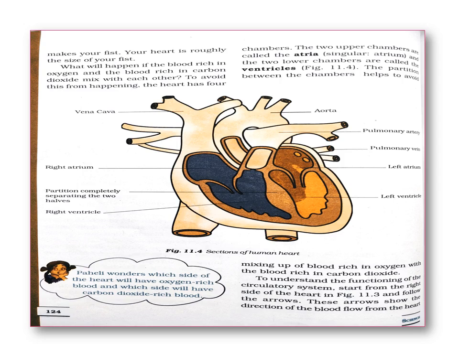The partition between the chambers helps to avoid mixing of blood rich in oxygen with blood rich in carbon dioxide. Listen, in between the auricles and ventricles, the partition is there. That partition avoids the mixing of oxygenated blood and deoxygenated blood.